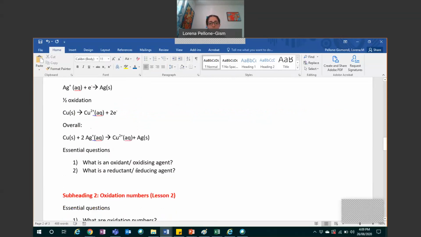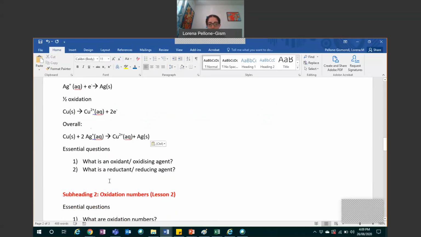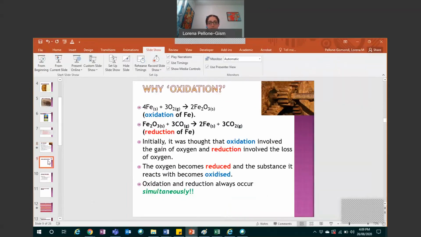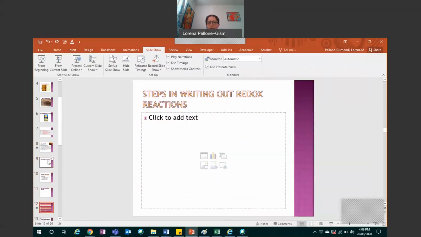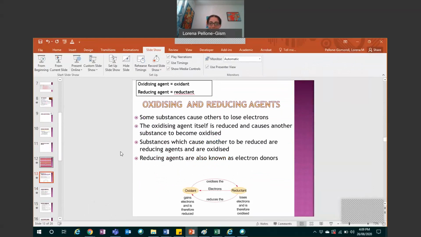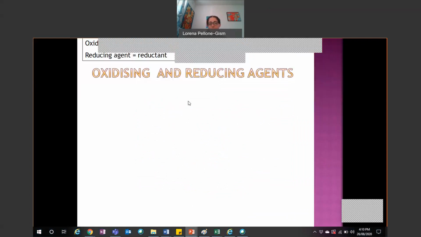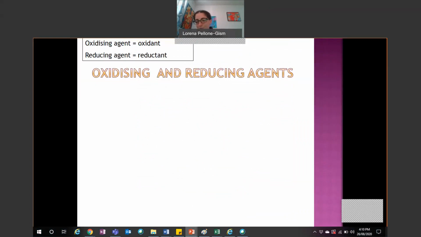Now, the final part of this lesson, as you can see, we're heading into lesson 2 now. So the final part of this lesson is basically looking at a little bit more terminology, which is annoying. Oxidants and reductants, or oxidizing and reducing agents. Now, from the name, it kind of makes you think that a reducing agent is something that forces reduction.